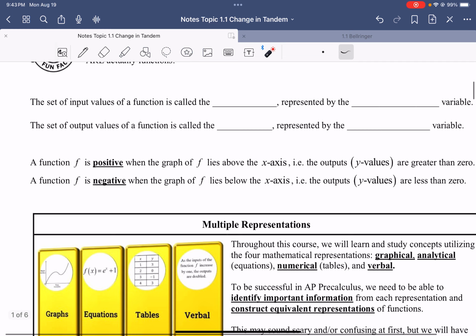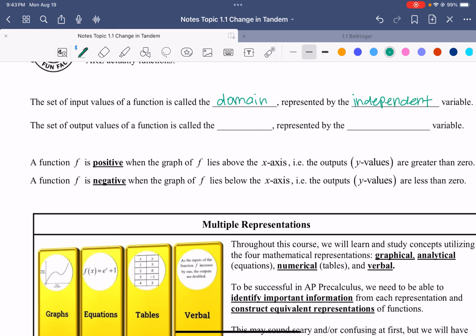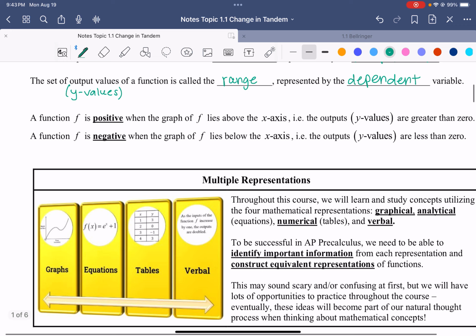All right, moving on. The set of input values of a function is called the domain, which is represented by the independent variable. The set of output values of a function is called the range, represented by the dependent variable. The input values, you might also know them as your x values, and the outputs are your y values. Okay? Moving on, we have two vocabulary words.